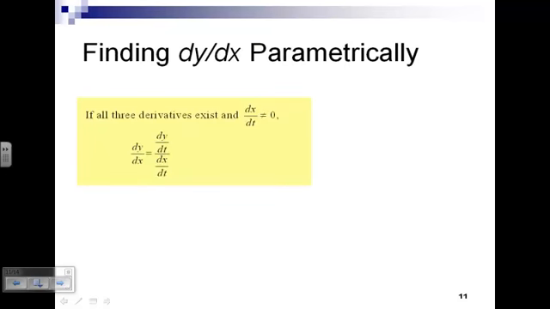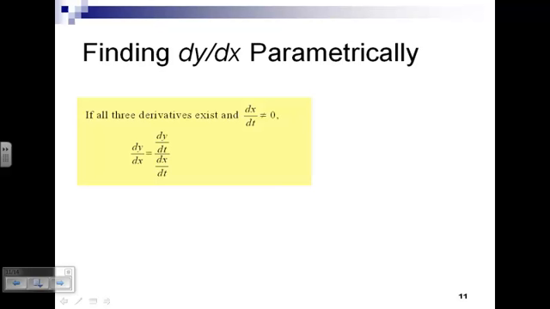Now, if I want to find the slope at a point on that curve, I'm looking for dy/dx. If I'm trying to find the slope of a curve, I'm trying to find a change in y with respect to a change in x. But the new monkey wrench in this is that y is not a function of x. Y is a function of t, and x is a function of t. So how are we going to find dy/dx?